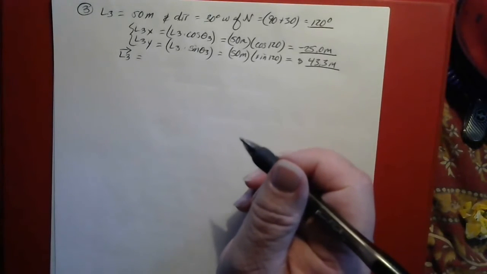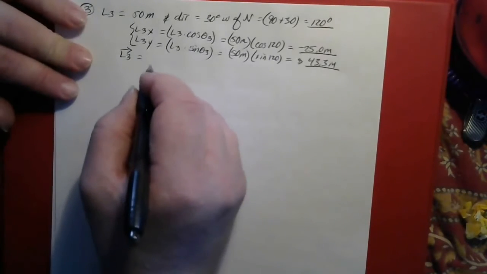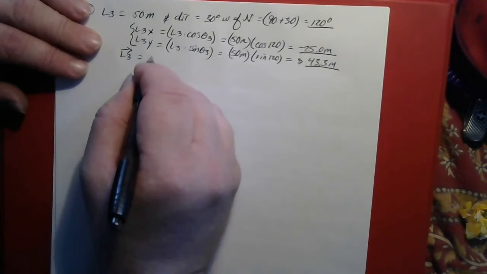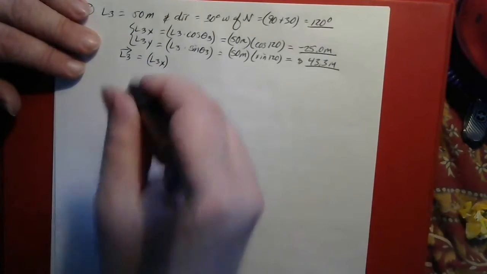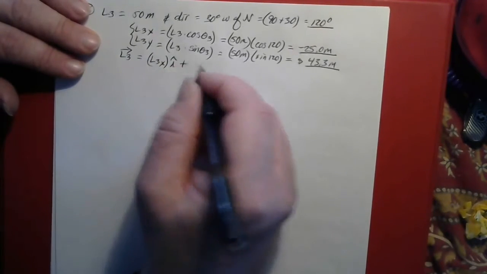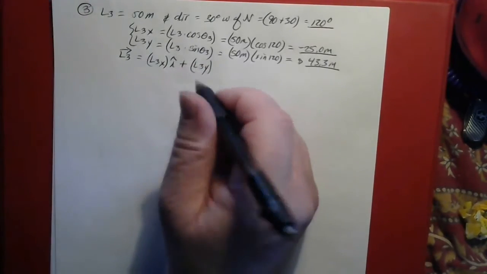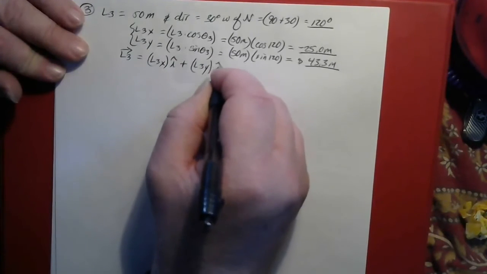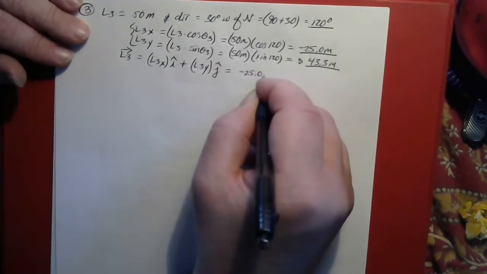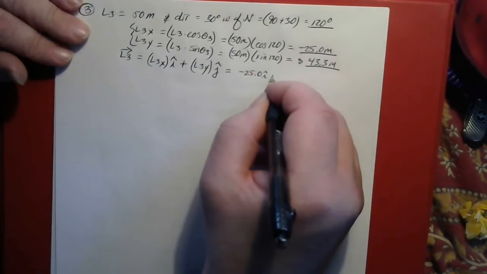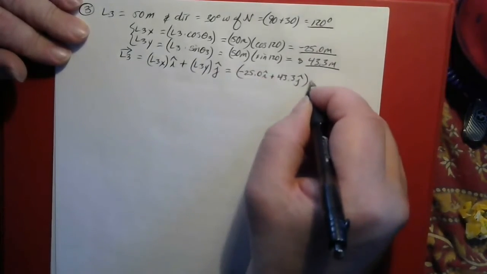So the vector for L3, or the third leg or the third segment of the journey, is going to be the x component for L3 times the unit vector in the x direction, plus the y component times the unit vector in the y direction. And that's going to be negative 25 times i plus 43.3 times j meters.